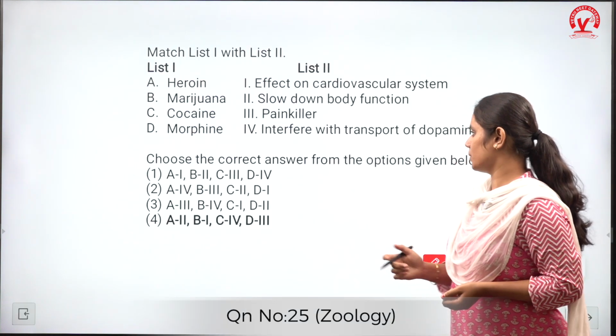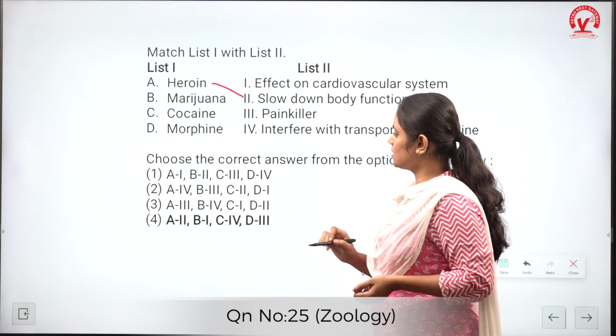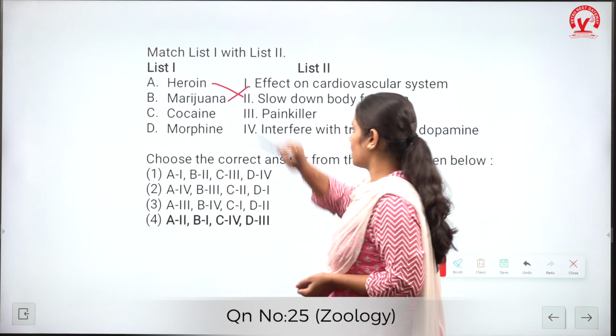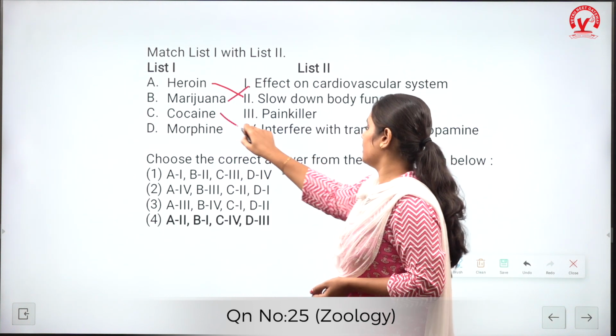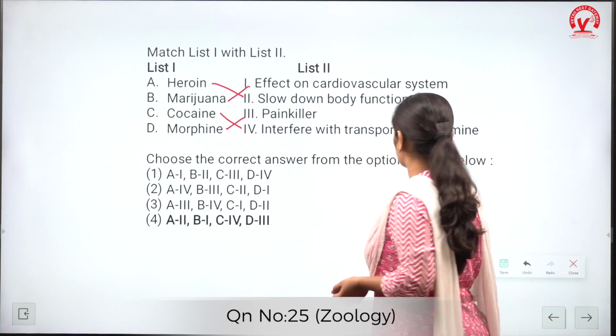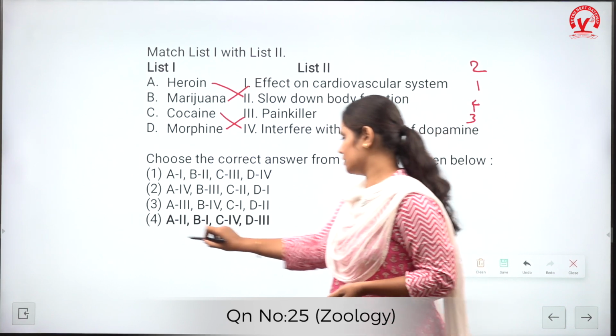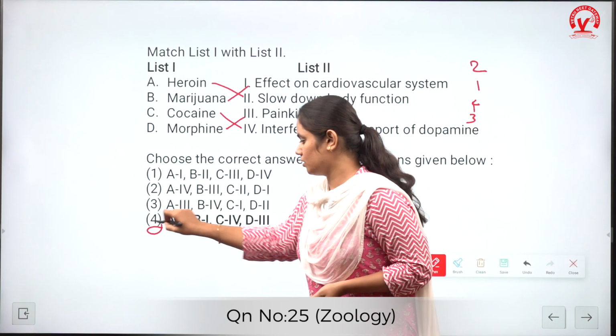So, another match the following question. Heroin. So, heroin slows down the body functions. Marijuana, it has its effects on cardiovascular system. Cocaine, it interferes with the transport of dopamine, and morphine, it is a painkiller. So, the option will be 2, 1, 4, 3. So, the correct answer is 2, 1, 4, 3, option 4.